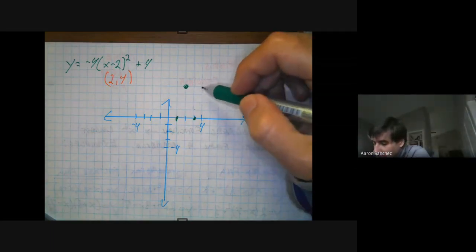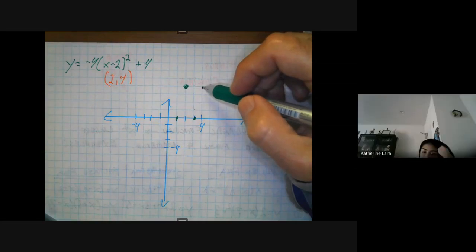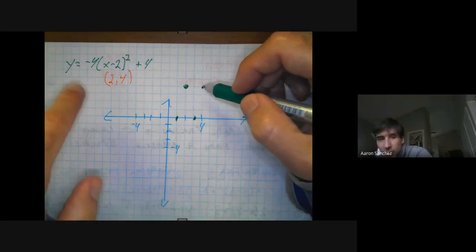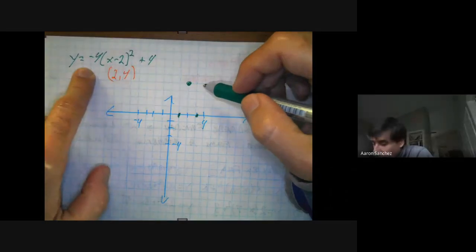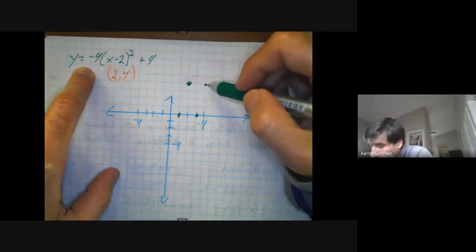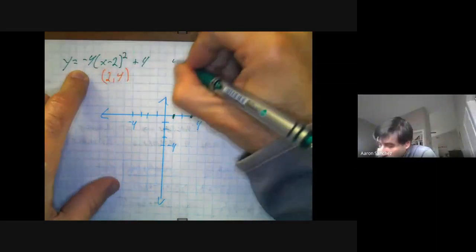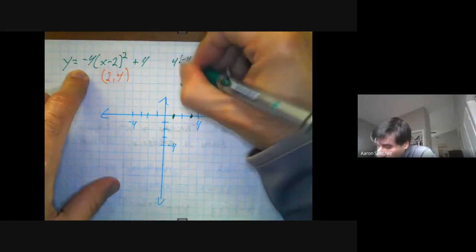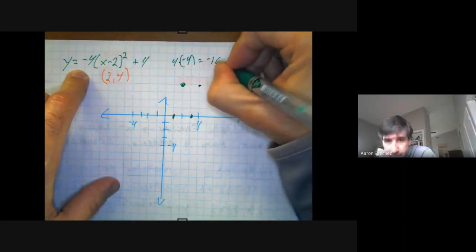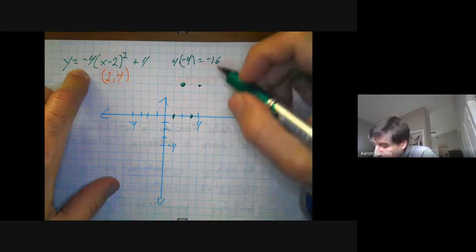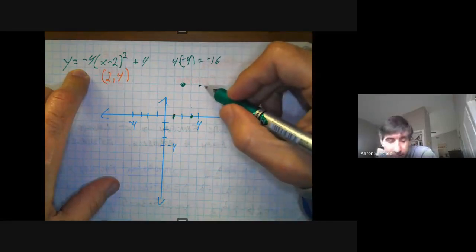Well, let me ask you this, Catherine. What's 2 squared? 4. Times -4, what do I get? 4 times negative 4. Instead of going down 4, I got to multiply by negative 4. Negative 8. 4 times negative 4 is negative 16. You're adding. I think you're just under the pressure, right? Does it make sense that it's negative 16? Yeah.